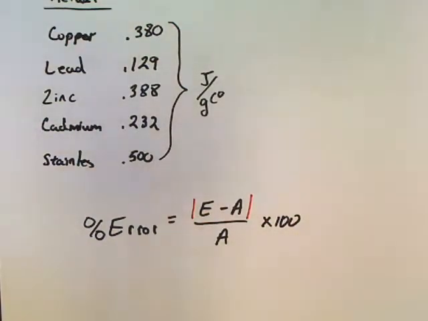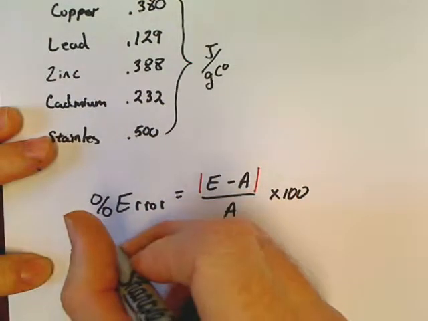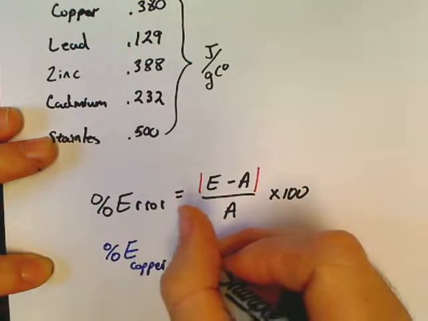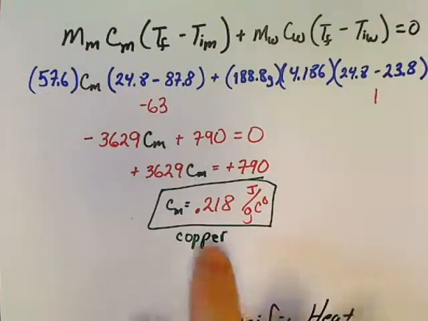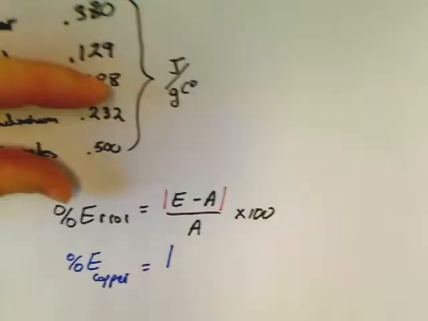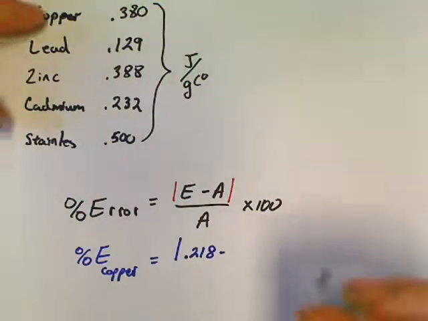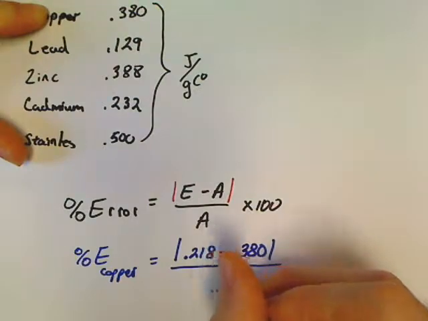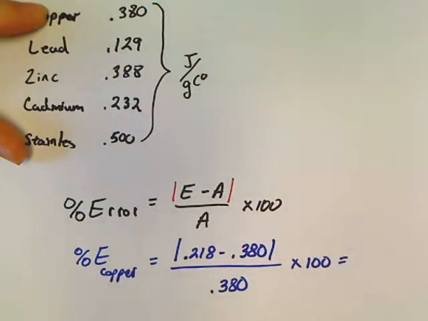Anyway, now what we need to do next, I want to put that E minus A in absolute value brackets there just in case you need that. And let's see what we can do number-wise. So this would be for my percent E for copper. My experimental for copper is 0.218, so for me, 0.218 minus copper is 0.380, over 0.380, then times by 100, so I get my percent on here.